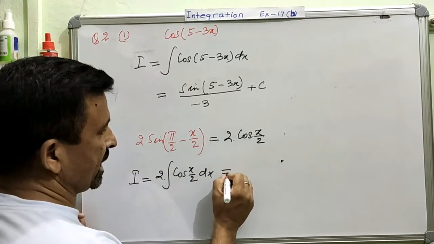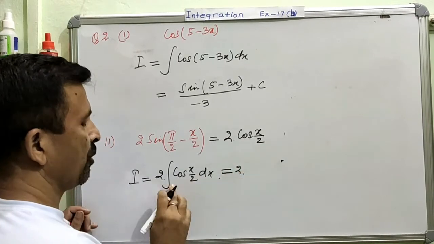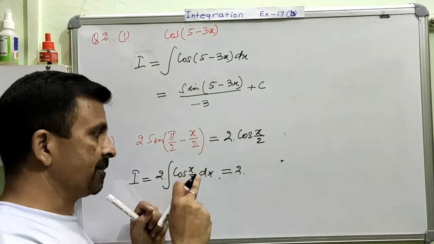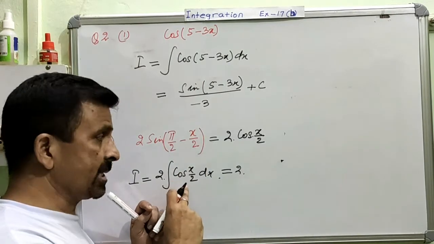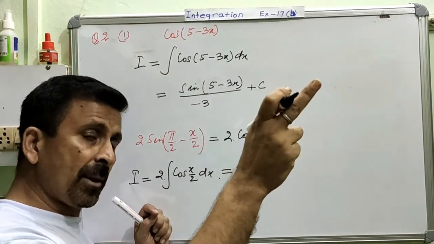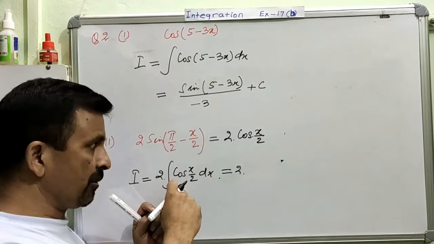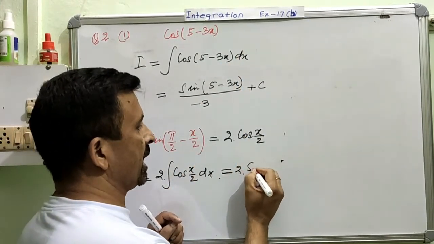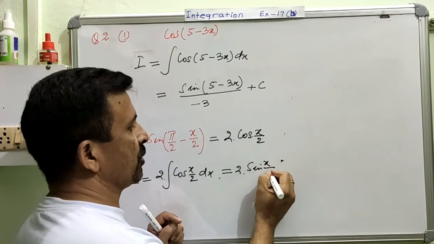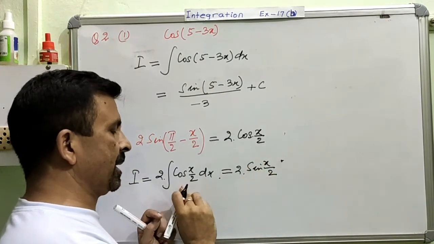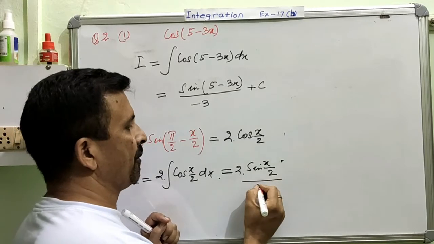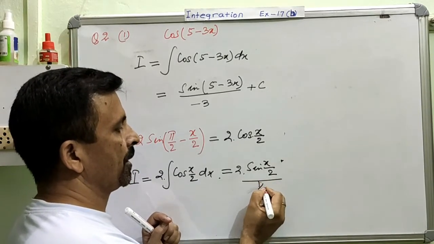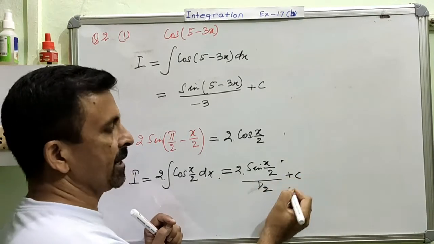Now you might be understanding this. Whose son is this? This is the son of sine, right? And when the father was positive, the son also was positive. That means here also when the son is positive, the father also has to be positive. So therefore this will be sine x over 2. This is the integration of your trigonometric part. Now angle part, so divided by half. And then plus c.